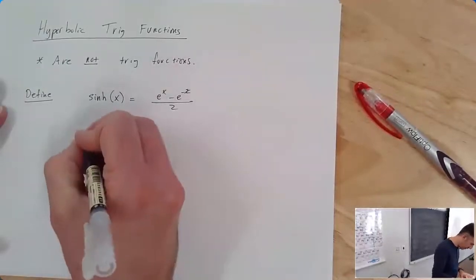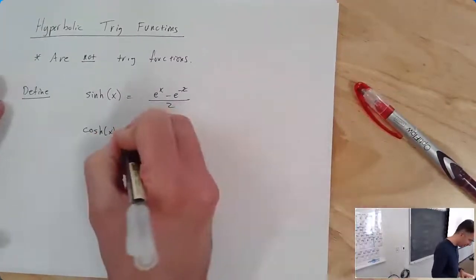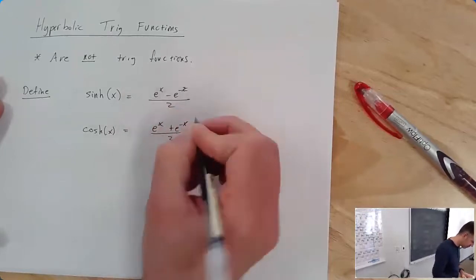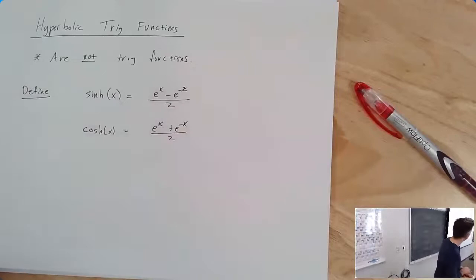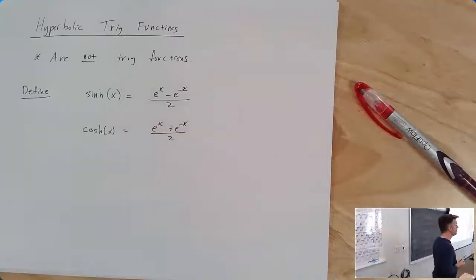And hyperbolic cosine, or cosh, but I will still say hyperbolic cosine, is defined to be e to the x plus e to the negative x over 2. The reason they're called hyperbolic trig functions, or one of the many reasons, is they are similar to the trig functions in many ways. Their derivatives end up working out in very similar ways to regular trig functions. And some of the things about them that are true for trig functions are also true for hyperbolic trig functions.